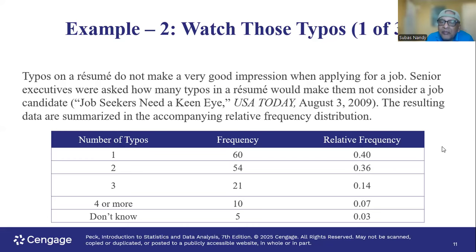And they look at a sample of data, and they asked executives whether or not they will look at a resume if it has one typo, two typos, three typos, four typos, or more. And they converted the data into relative frequency. Again, for your information, relative frequency is the frequency of each class divided by the sum of the total frequencies, and it shows the percentage or proportion in each class.